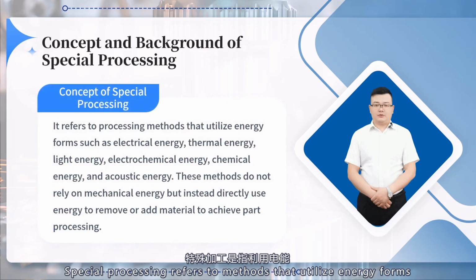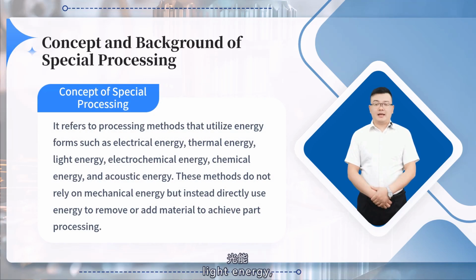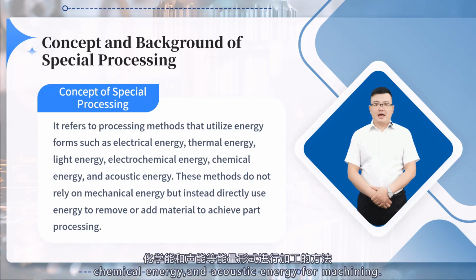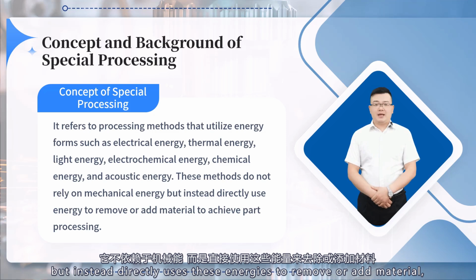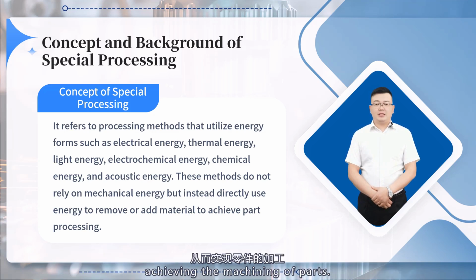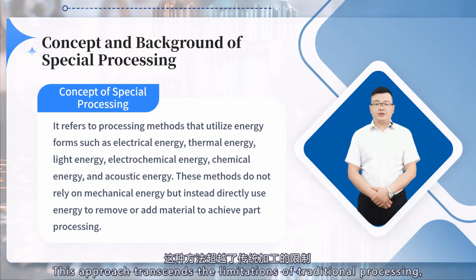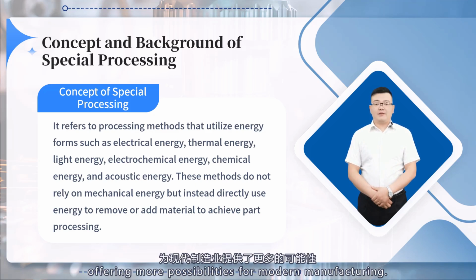Special processing refers to methods that utilize energy forms such as electrical energy, thermal energy, light energy, electrochemical energy, chemical energy, and acoustic energy for machining. It does not rely on mechanical energy, but instead directly uses these energies to remove or add material, achieving the machining of parts. This approach transcends the limitations of traditional processing, offering more possibilities for modern manufacturing.